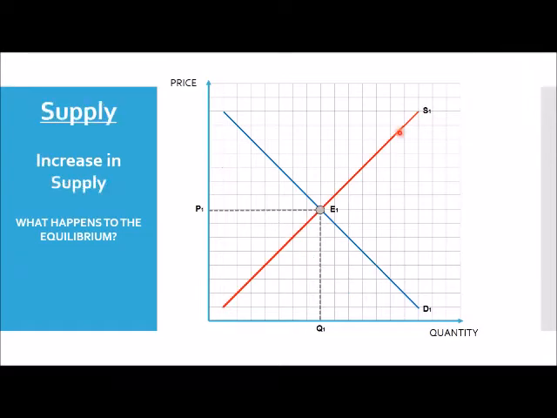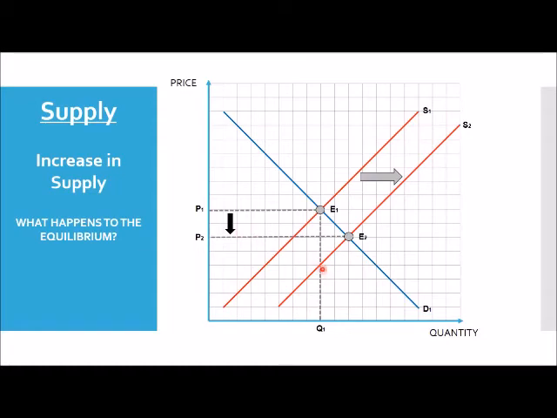Increase in supply. Again, increase in supply means that more is being supplied at every price point, and we see a shift to the right of our supply curve. And whenever the shift to the right of the supply curve happens, what happens to our equilibrium? Well, again, first of all, let's draw some lines. And if we draw our price over to that equilibrium, what we actually see is that our price has decreased in this situation. Our price has gone down.